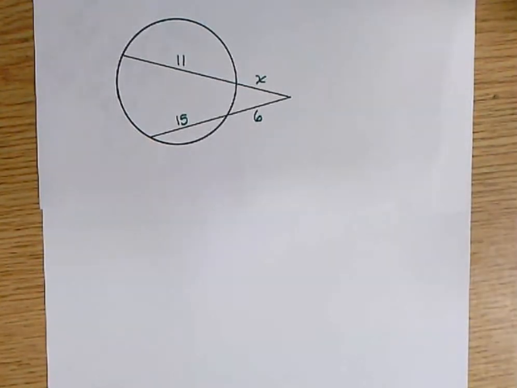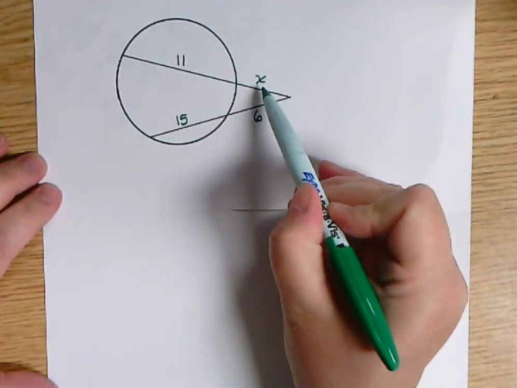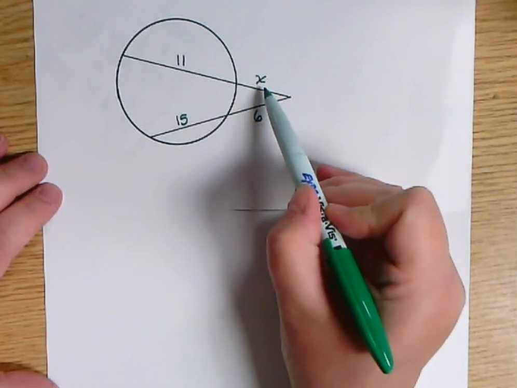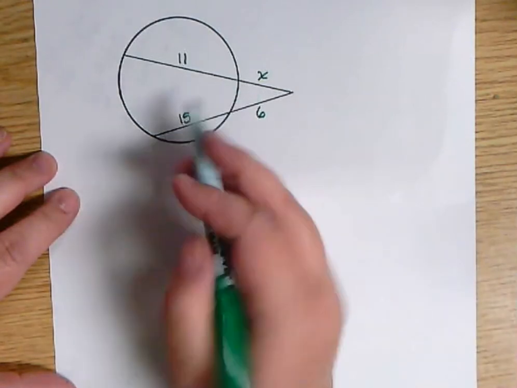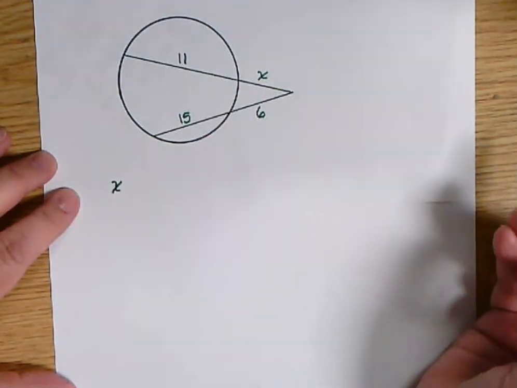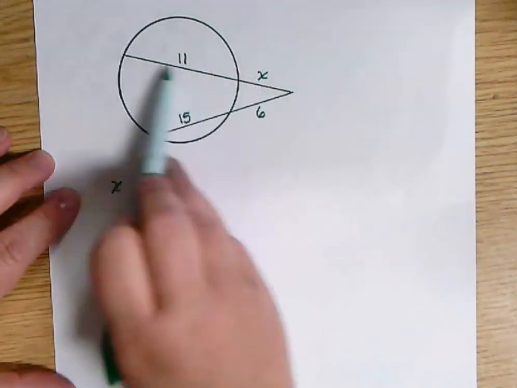Okay, I saved the best for last. This can happen whether it's two secants or a secant and a tangent. What can happen is, what if my variable or a variable expression is in the outer part? Watch what happens. When I do outer part times whole thing, x is the outer part. The whole thing is not 11x, it's x plus 11. Add them together.